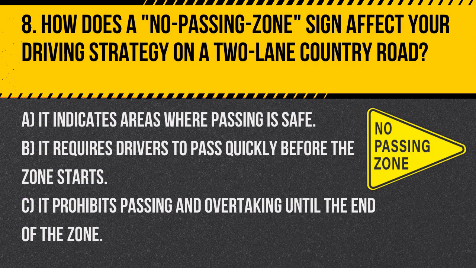Question 8. How does a no passing zone sign affect your driving strategy on a 2-lane country road? A. It indicates areas where passing is safe. B. It requires drivers to pass quickly before the zone starts. C. It prohibits passing and overtaking until the end of the zone.